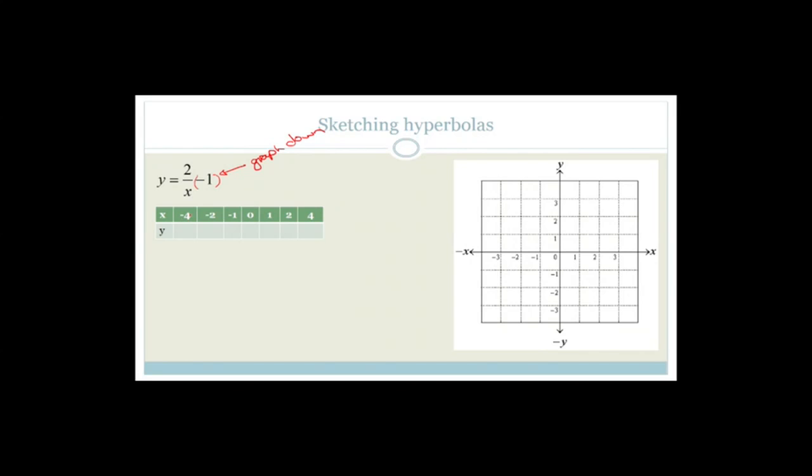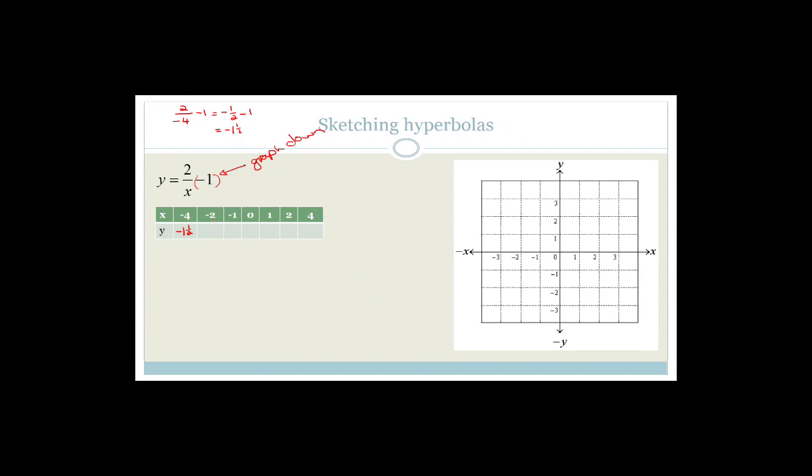Make sure we know. So when x is minus 4, we've got 2 over minus 4, minus 1, which is minus a half minus 1, which is minus 1 and a half. I know you can write that as minus 3 over 2, and you're welcome to. It's just that my graph is in whole numbers, so it's easier for me to find where minus 1 and a half is than minus 3 over 2. But I'm very happy for you to write minus 3 over 2.